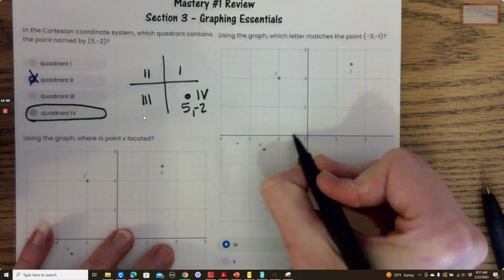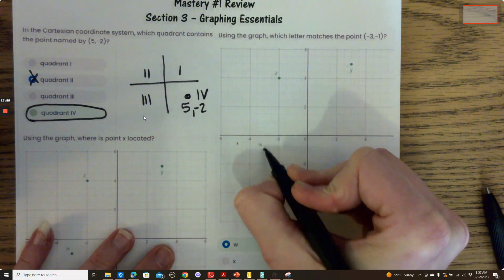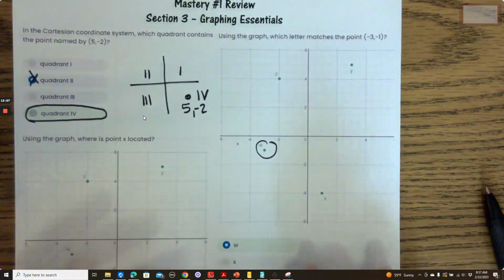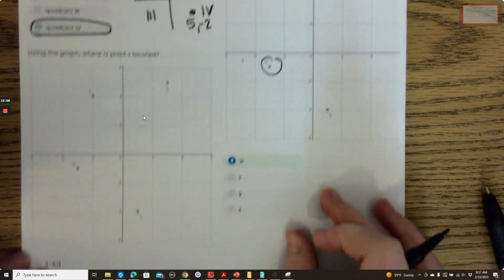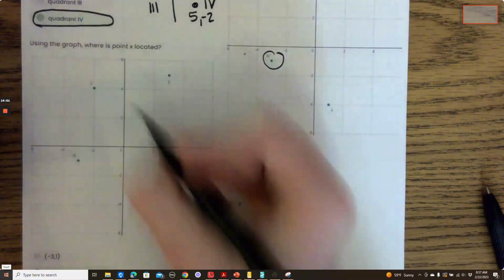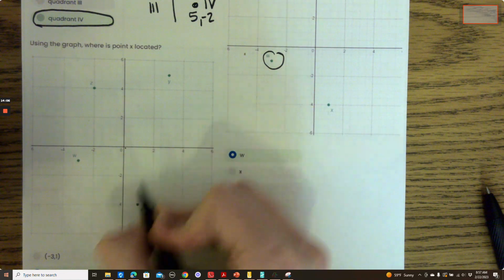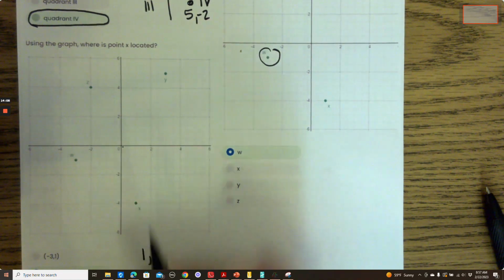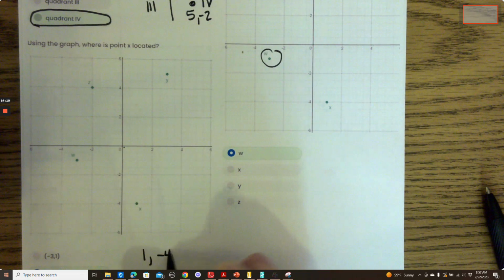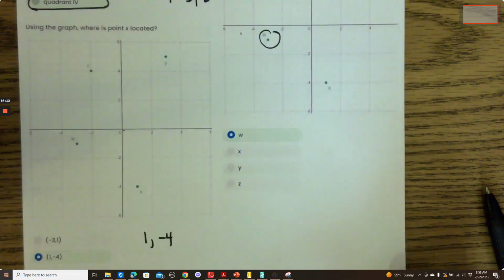All right, then it's locating points, -3, -1. So -3 means we go this way to -3. -1 means we go down, so it's W. Where is point X located? So here's point X. So we went over, so if this is 2, halfway would be 1. We went over 1, down to -4.